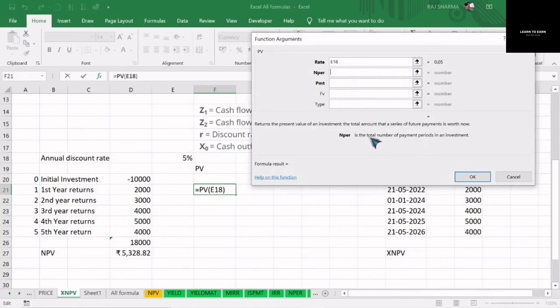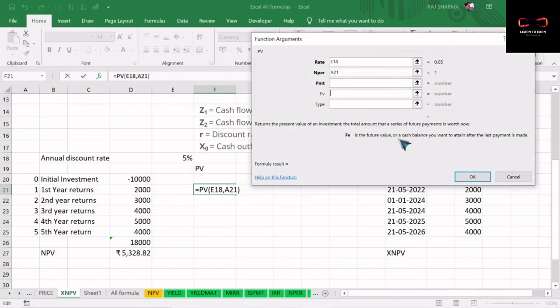Now NPER is the total number of payment periods in an investment. We are going to work this out for the first period. Then payment is the payment made each period and cannot change over an investment. This is for any payment which we are making in between at regular intervals, like if monthly payments are there, that can be taken.